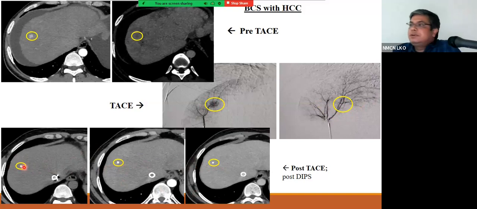And this hyperdense focus represents the very precise location of the lipiodol embolic agent present at the treated site. So there is no residual viable lesion. We can also appreciate the patent DIPS shunt and the difference in the liver parenchyma. See the complete disappearance of congestive changes post DIPS.